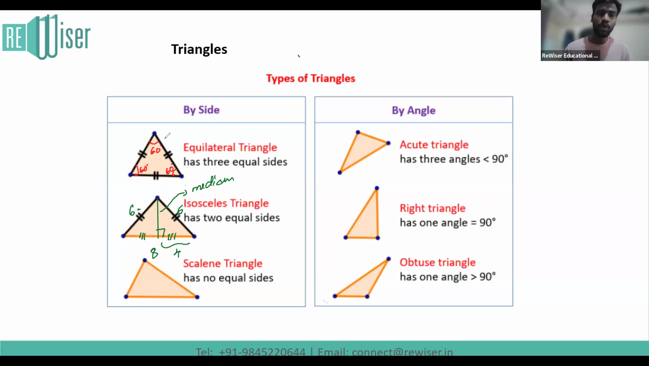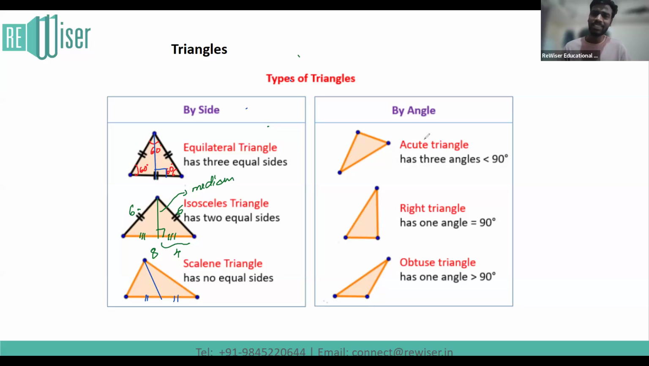This is the property: the median will be perpendicular to the base. That property is applicable only for the equilateral triangle as well as for the isosceles triangle. Got it? It will not be applicable for a scalene triangle, because if you try to draw a median for a scalene triangle, the median would look something like this, right? You can clearly see it. That's not going to be a right angle triangle. So scalene triangle means no sides or no angles will be the same.